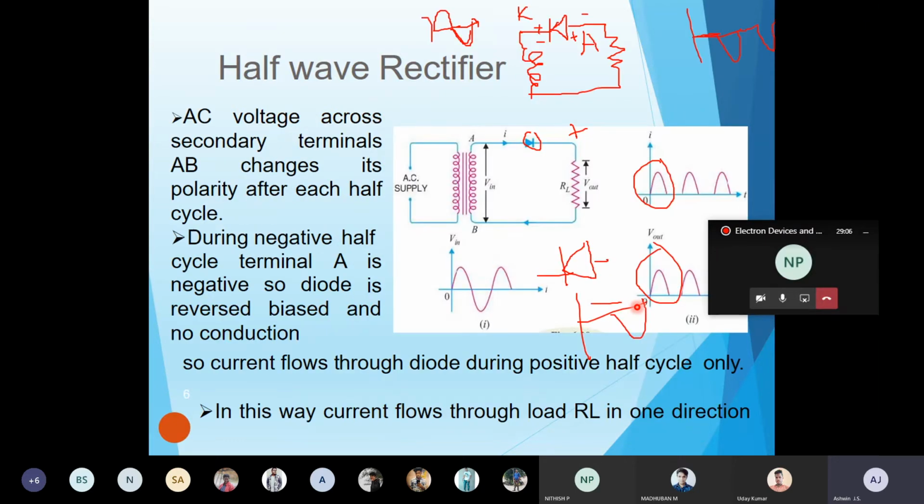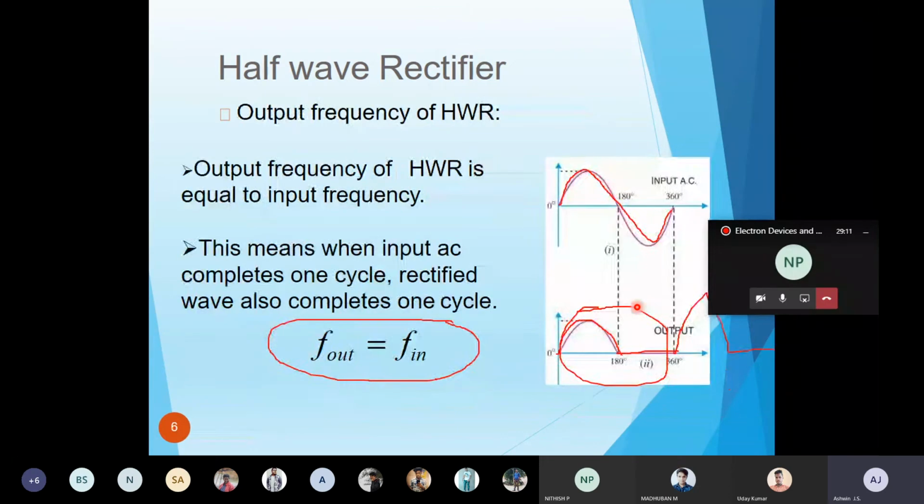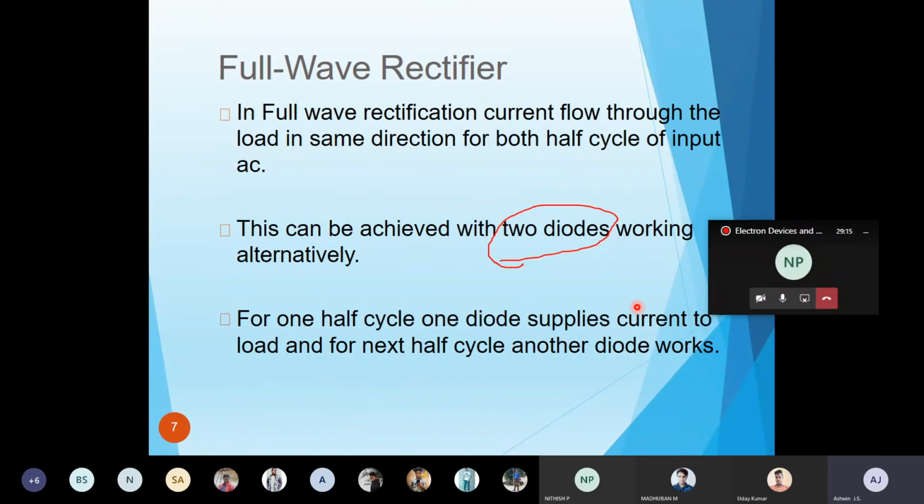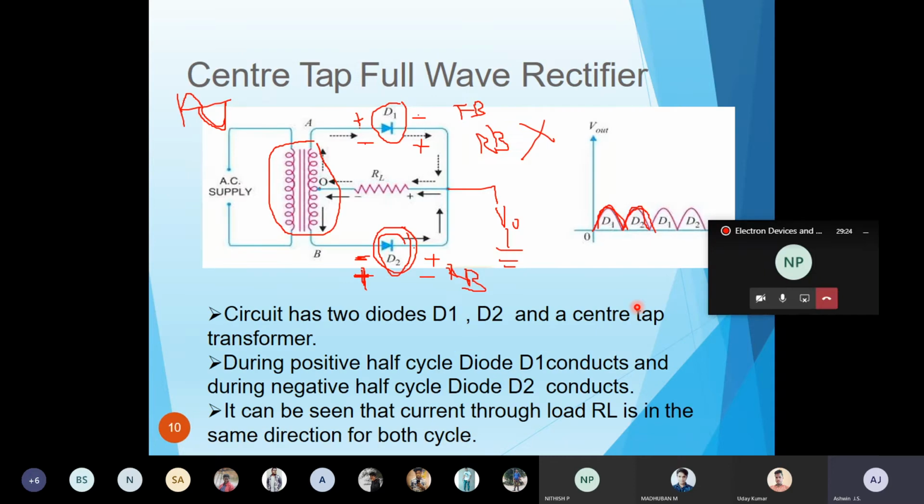The output frequency will be equal to your input frequency. In a full wave rectifier, I'm using two diodes alternately: one diode for the positive cycle and another diode for the negative cycle, and for this I'm specially using a center tapped transformer.